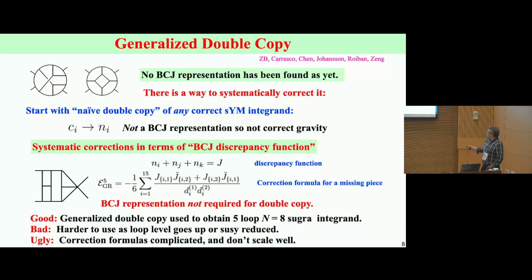Basically you can do the double copy without having this representation. And okay, there's the good thing. We actually used it in a highly non-trivial case, and made some progress. The bad was it gets harder to use as the loop level goes up, or the supersymmetry is reduced. So it's an idea that's harder and harder to use.